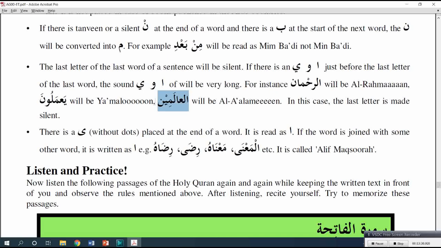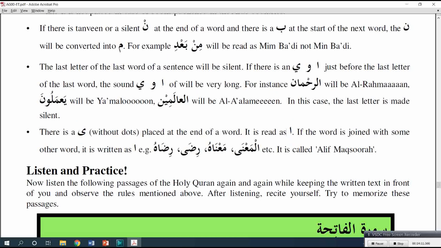So when you see some Qari, when they recite the Quran, the style is that way. Then the last rule is the ya without dots placed at the end of the word. It is read as alif. So although it is ya, it is pronounced as alif.